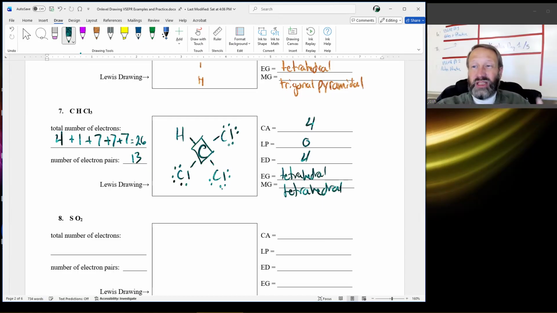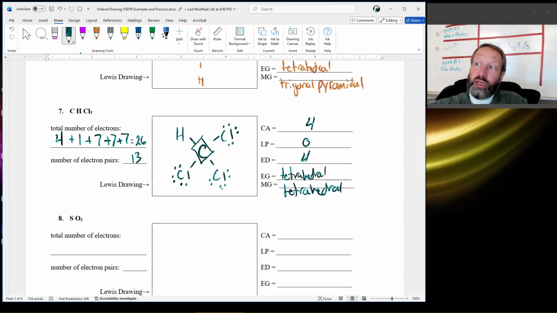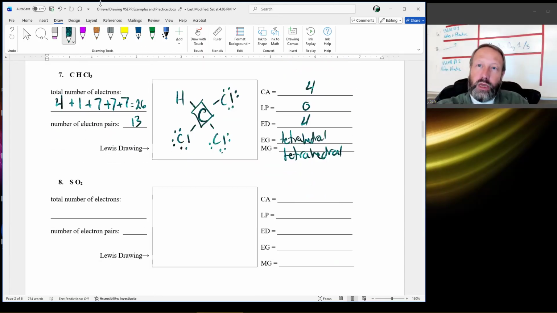And my drawing makes it look like an X shape, and it is so not an X shape. You can see by this three-dimensional looking picture here. Tetrahedral is going to kind of look like a pyramid, like 3 down, 1 up, but no matter which way you rotate it, it's going to be symmetrical. So it's a 4-sided figure, all of them congruent. So tetrahedral. Okay, the last one we're going to do is SO2.